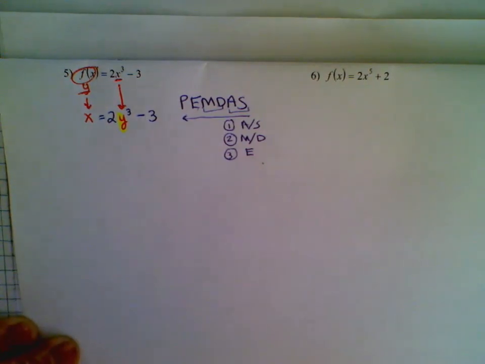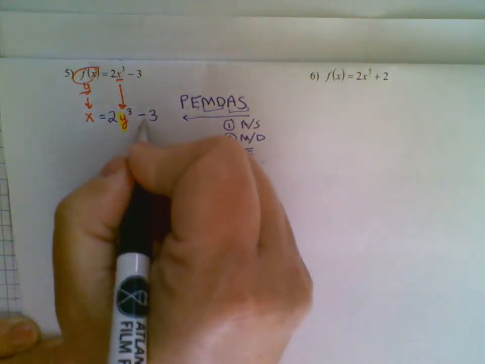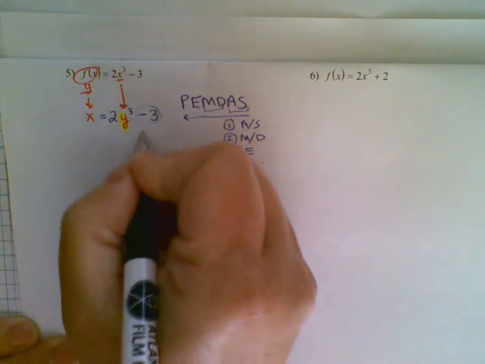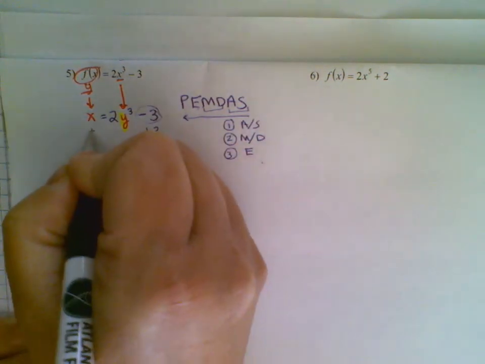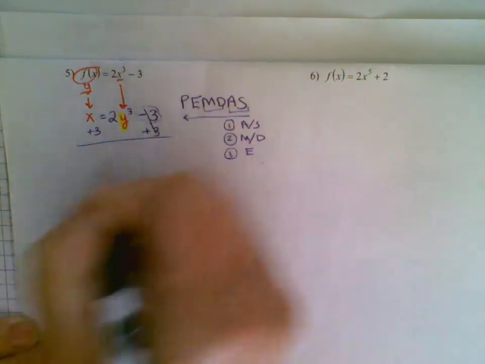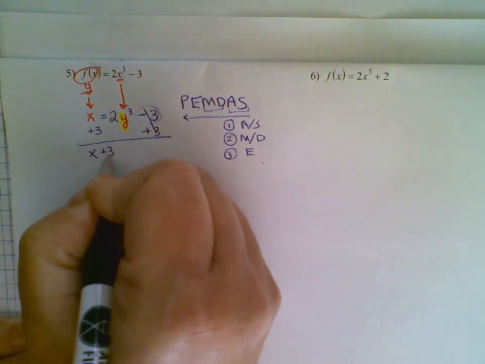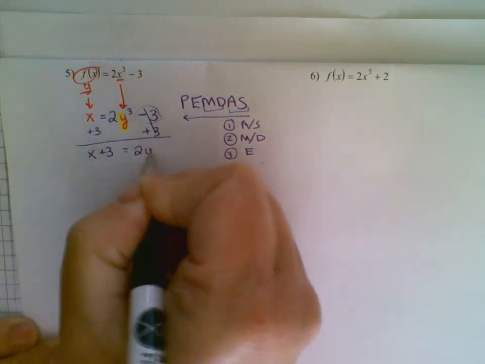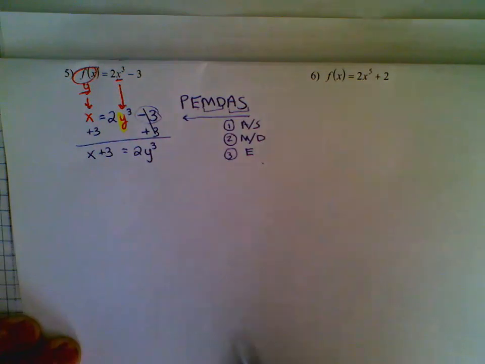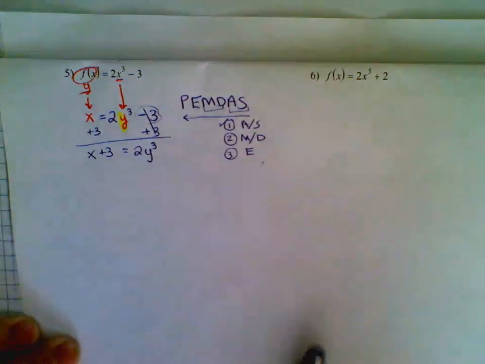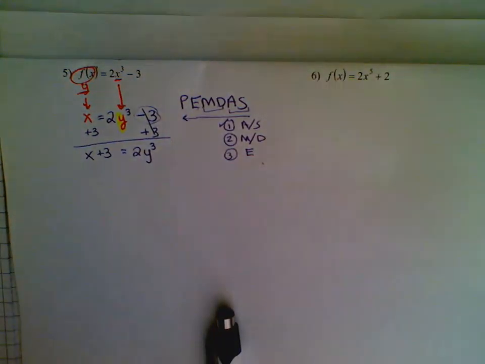All right? So the first thing we're going to do is get rid of this -3 by adding 3 to both sides. That gives me x plus 3 equals 2y to the third. That takes care of addition, subtraction. I still don't have y by itself.